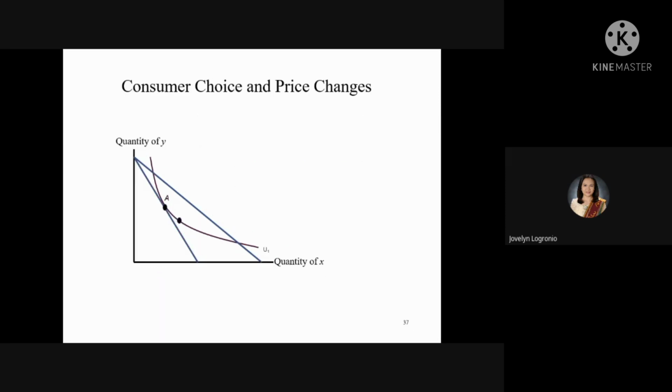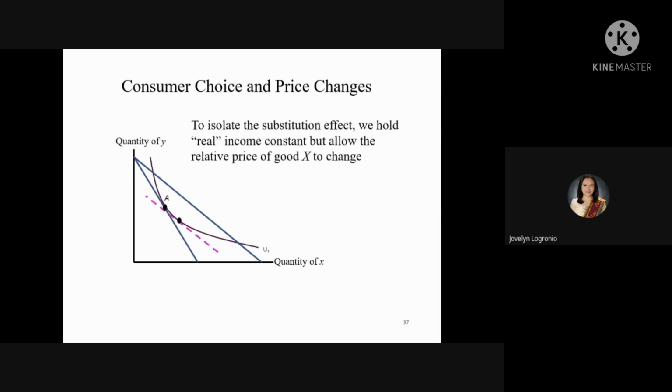Now, let us decompose the two effects of a price change. Again, we will assume that the price of good X falls. So here we will identify the substitution and income effects as the price of good X falls.